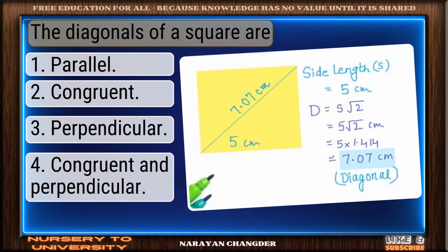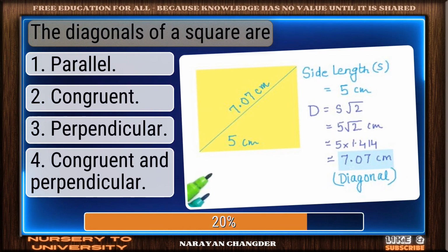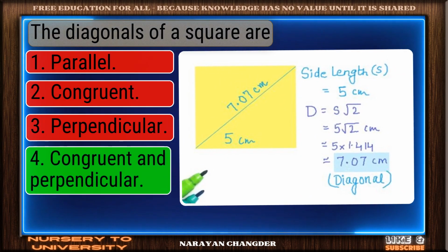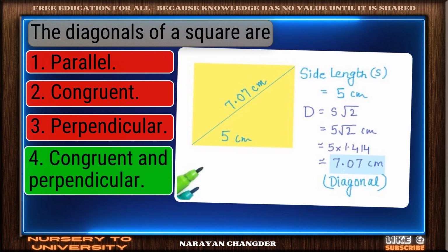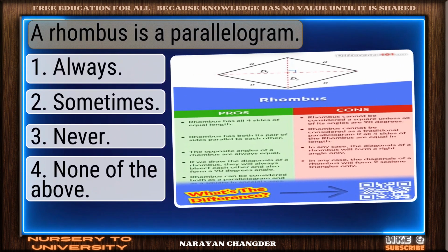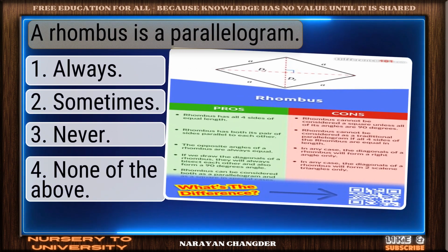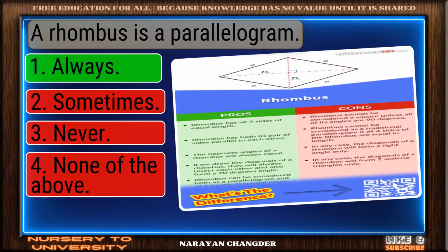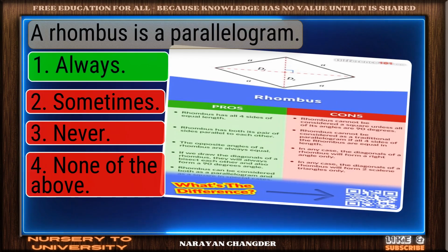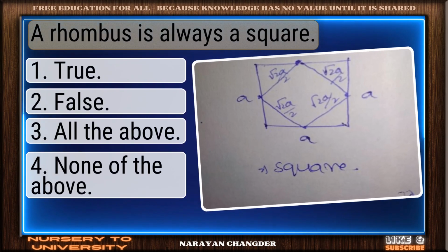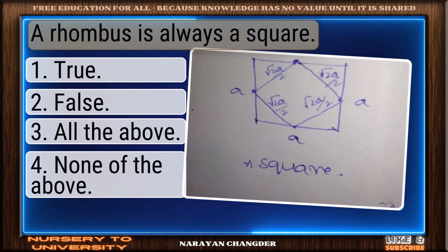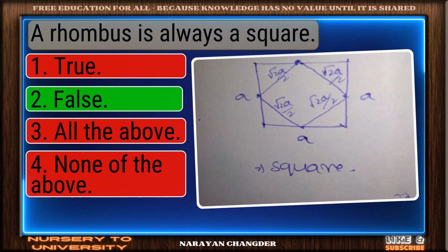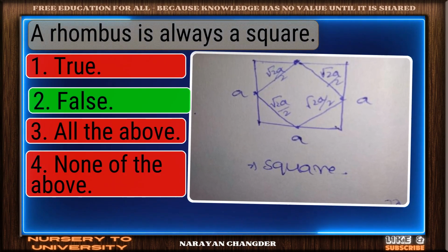Question number 116. The diagonals of a square are. Right again. Congruent and perpendicular is a valid answer. Question number 117. A rhombus is a parallelogram. Strong choice. Always is the right answer. Question number 118. A rhombus is always a square. Valid point. False is true.